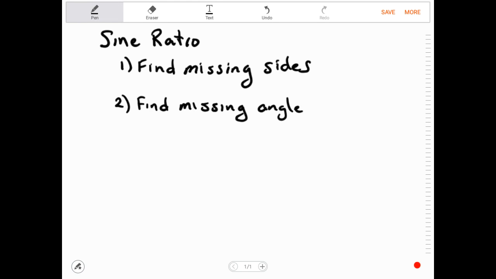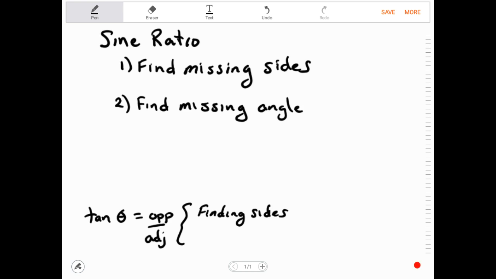Okay, everyone, we're going to move on to the sine ratio now. We've just finished the tan ratio. The tan ratio will look just like this. I'm going to write it down here. Tan theta, or tan of an angle, is opposite over adjacent. In that lesson, remember, we looked at finding sides, and there were two situations based on where the x or unknown was. And then there was finding angles. Well, that was tan, and tan was the relationship between opposite and adjacent.